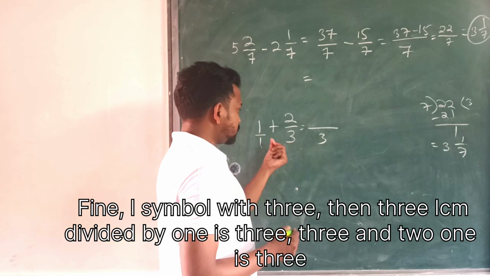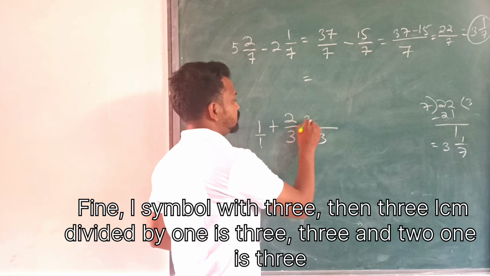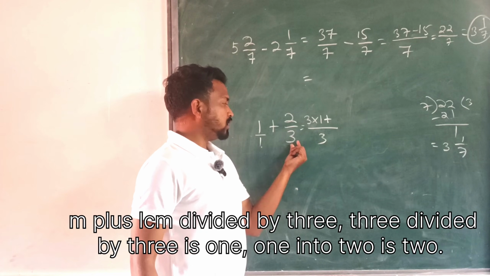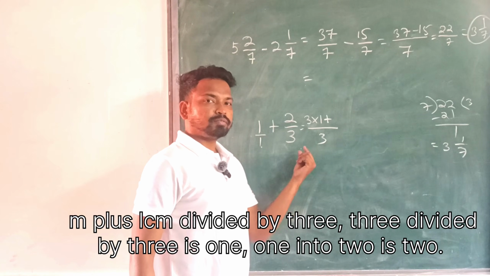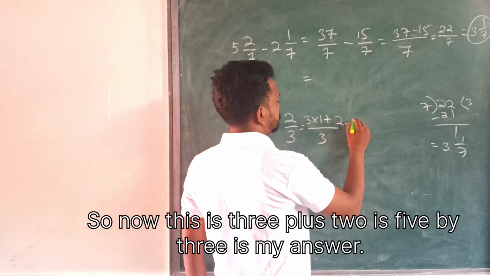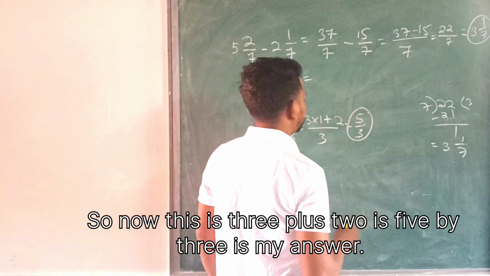Then 3, the LCM, divided by 1 is 3. 3 into 1 is 3 only. Plus LCM divided by 3, 3 divided by 3 is 1. 1 into 2 is 2. So now this is 3 plus 2, 5 by 3 is my answer.